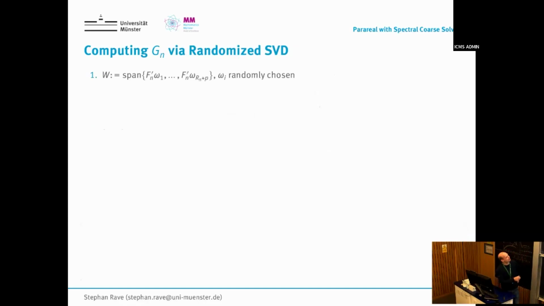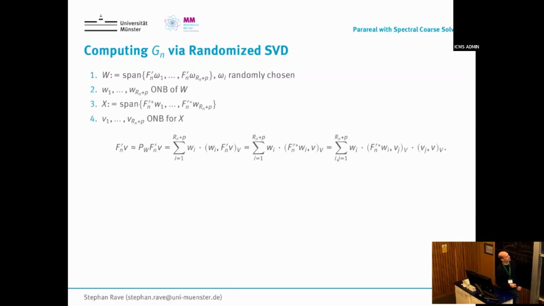If Rn is your desired truncation rank, you pick Rn plus some more, this is P, which is also called oversampling. So I pick Rn plus P random vectors, and then I evaluate the operator I want to compute the SVD of, here my fine solver, on these random vectors. And I look at the span of all these vectors and compute an orthonormal basis for that. And then I apply the adjoint operator to these orthonormal basis vectors. I call the result X. And then I also compute an orthonormal basis for this X space.